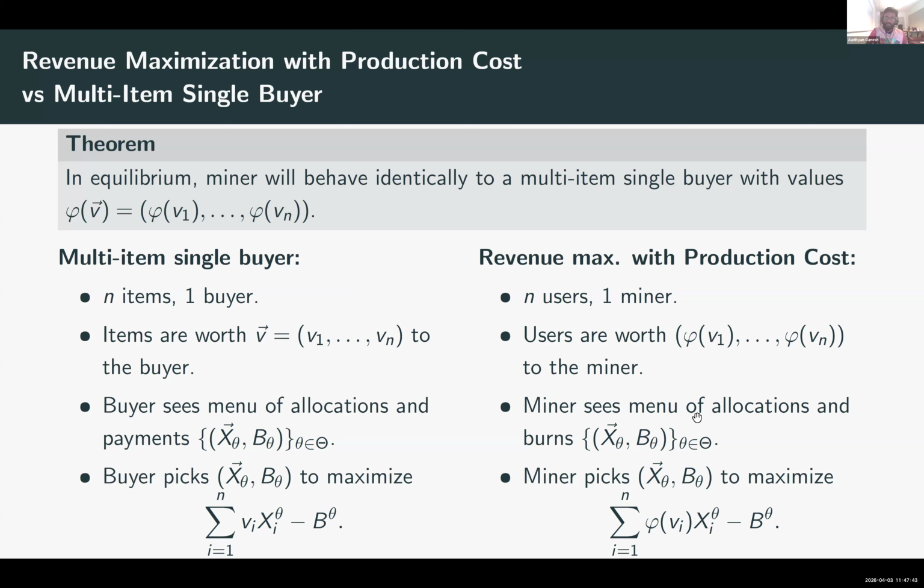So what this means is basically if we pretend that the miner has values phi of v1, phi of v2, all the way through phi of vn for allocating the n users, then the transaction fee mechanism world, or the off-chain play with transaction fee mechanisms, reduces to as if there is just one buyer trying to buy users or buy items from a grocery store. Is this good? All right.